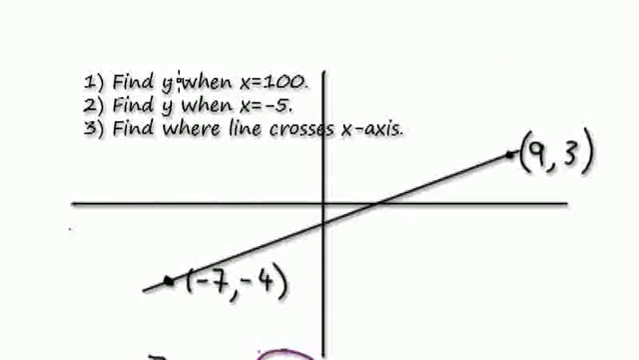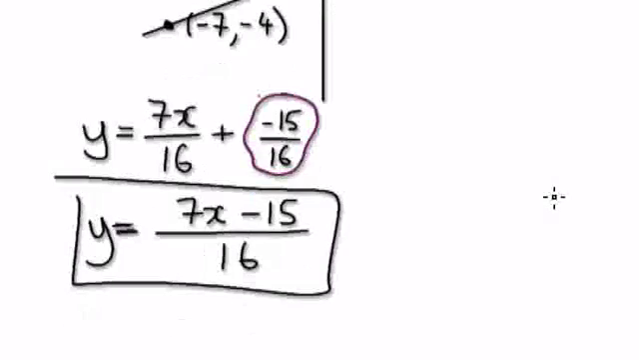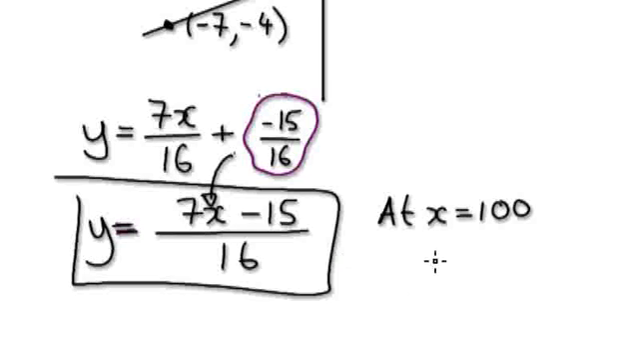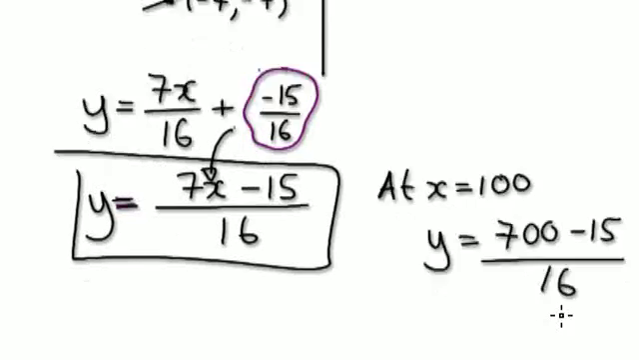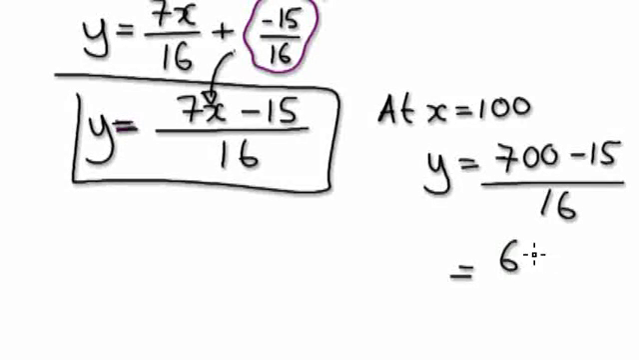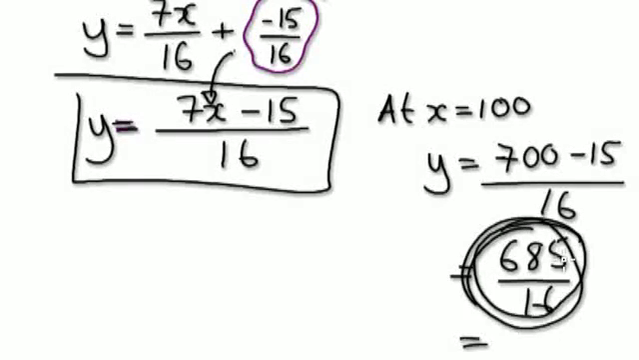Now to answer the question, what will y be when x is 100? You put the 100 into this x here. So at x equals 100, y will be 700 take away 15 over 16. Okay, so this would be 685 over 16. Just leave it as a fraction.